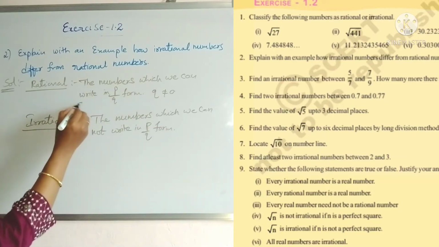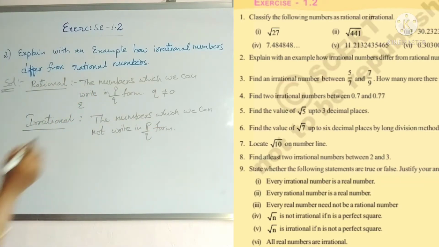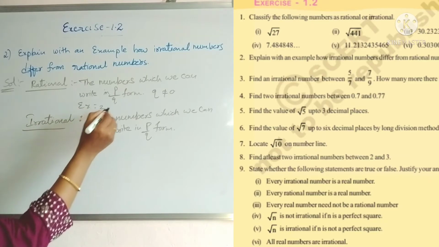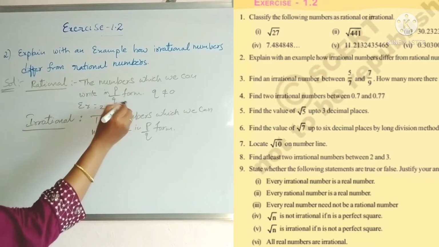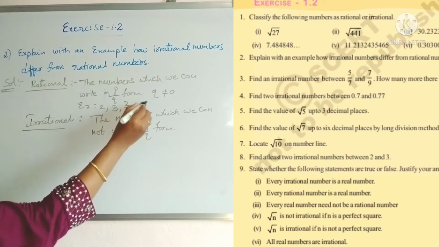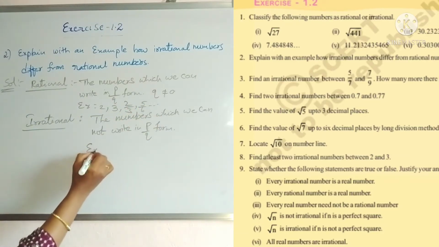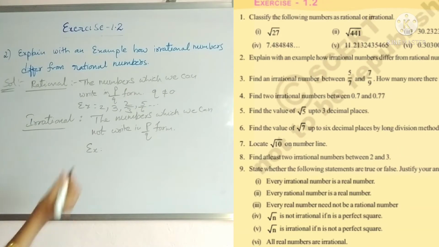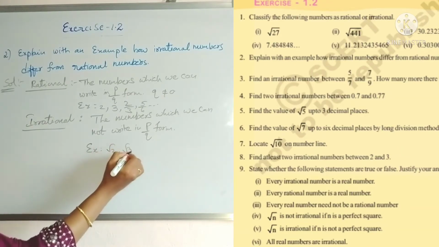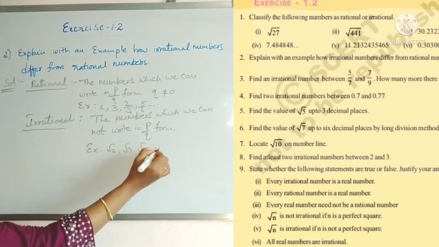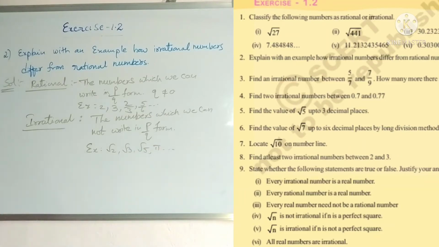So they asked to explain with an example, right? So examples: 2, 3 and 2 by 3, 5 by 6 and so on. And here are also examples of irrational numbers: root 2, root 3, root 5 and pi and so on. So these are the differences between rational and irrational numbers. Now we will see our next problem also.